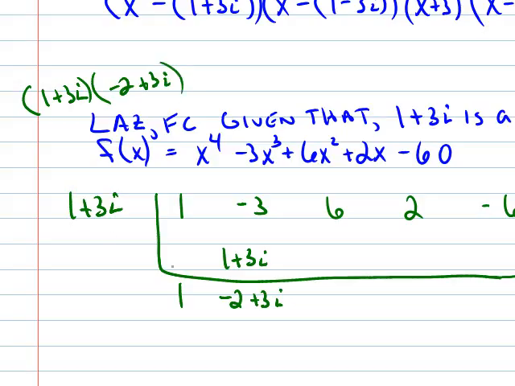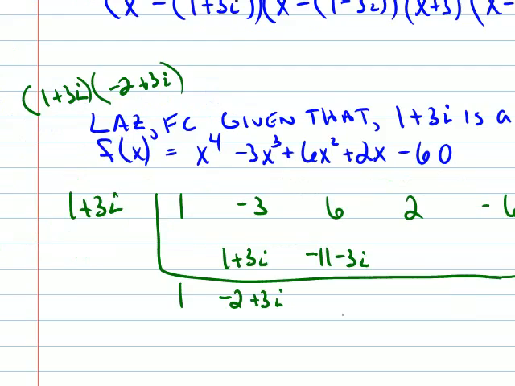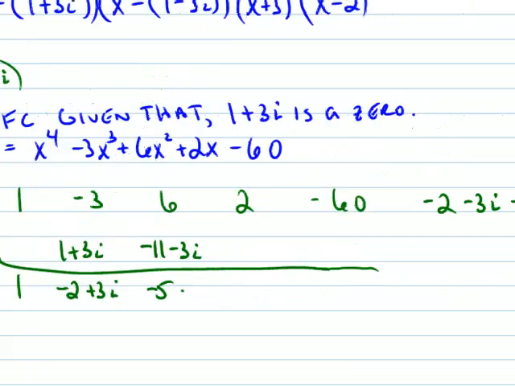So let's see. First, 1 times negative 2 is negative 2. The outers will be 3i, right? The inners will be negative 6i. That's going to leave me with a negative 3i. And then the last is going to be 9i squared, which is actually negative 9. So what I have is negative 11 minus 3i. And I add down. So I have negative 5 minus 3i. And here we go again. So we have first, 1 times negative 5 is negative 5.